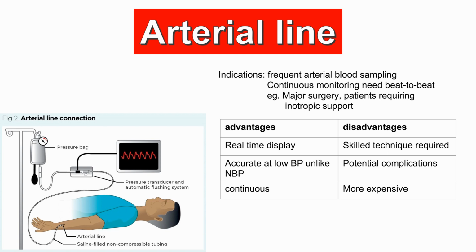Okay, so let's start with the arterial line. And what are the indications for an arterial line? Frequent arterial blood sampling to save the patient a lot of arterial stabs, of course. Continuous monitoring that is needed beat to beat in cases like major surgery or patients requiring inotropic support. Of course, there's many other examples, but just to give you an idea.